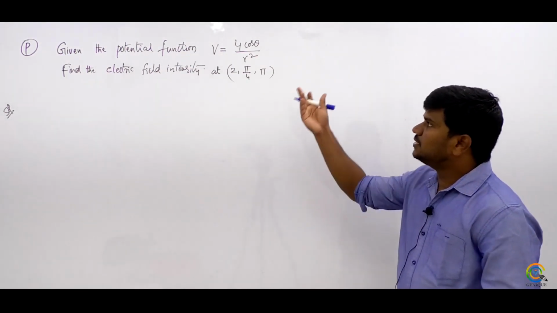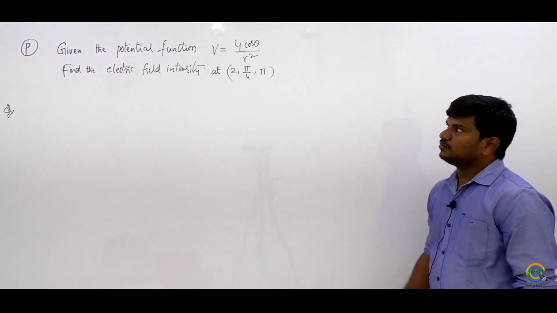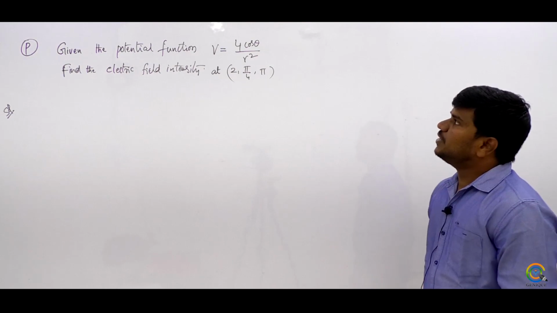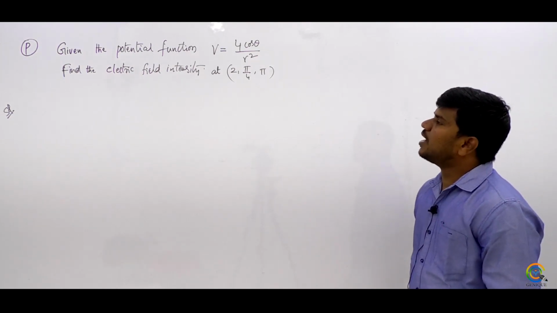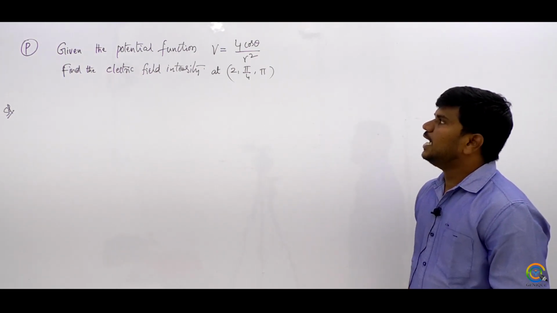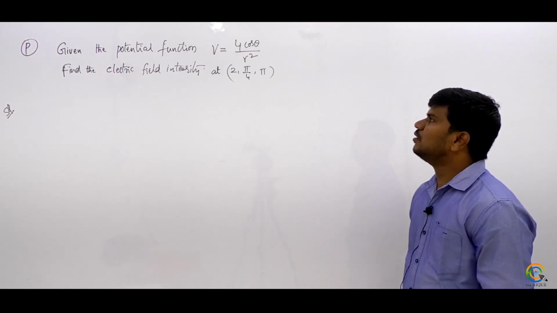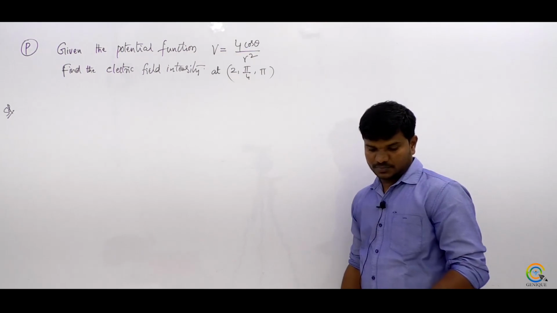So here it is a new question. Given the potential function V is equals to 4 cos theta divided by r square, find the electric field intensity at 2, pi by 4, comma pi.